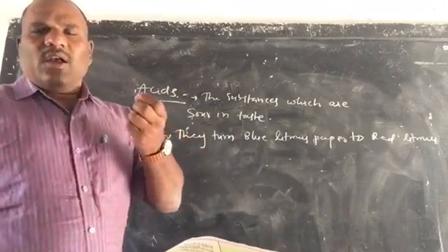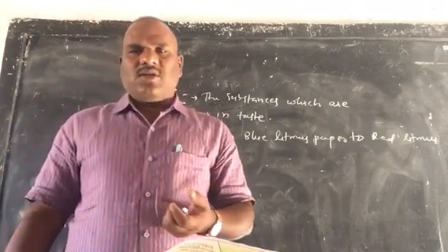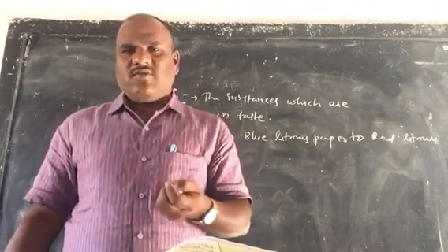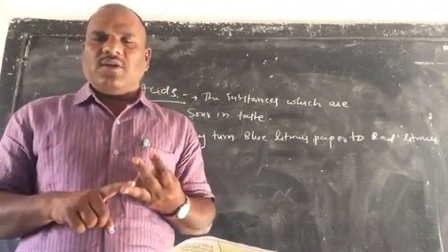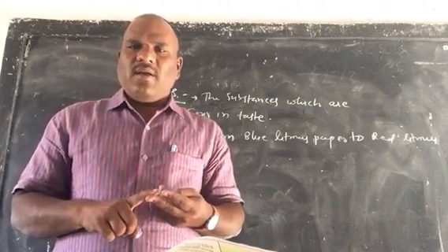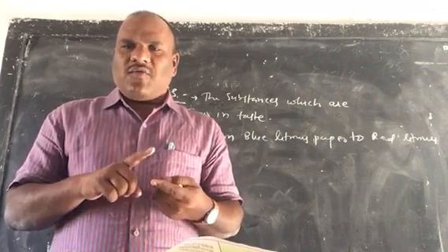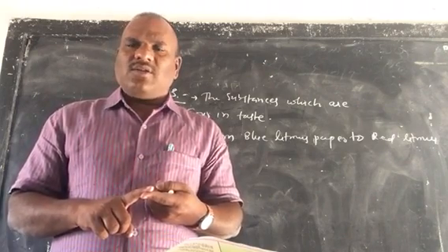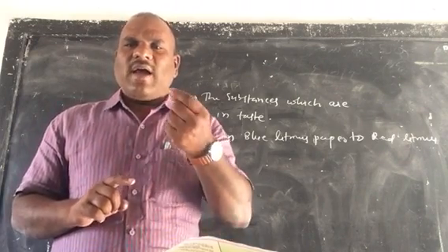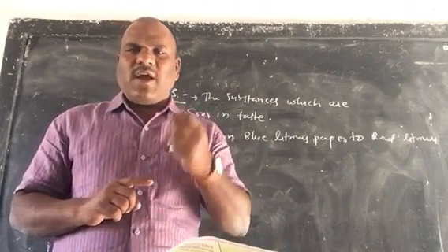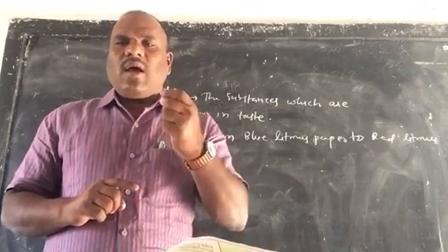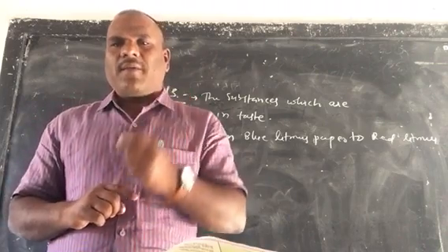Children, we can give some examples for natural acids. For example, see juice of tamarind, juice of orange, juice of pineapple, okay, juice of grapes. These are all the examples for natural acids. And now I can explain to you how acids are formed in the laboratory.